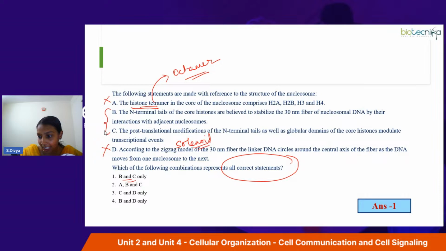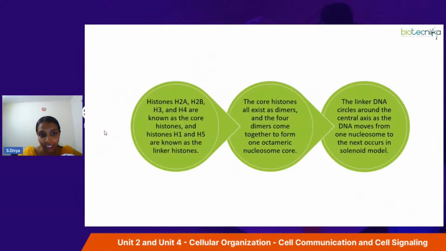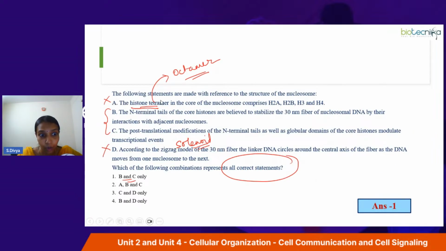I hope this is clear to all of you. So that's the thing I have mentioned. Histones H2A, H2B, all are core histones. H1 and H5 are linker histones. All exist as dimers, so 4 dimers combined together forming the octameric nucleosome. The last statement was based on the solenoid model. So that's why you have the correct answer over here. Literally I too got confused, but no issues. If you read the statements properly, you'll definitely get the answer. So from here, one thing I want to say: read the statements properly when we are going for examination.